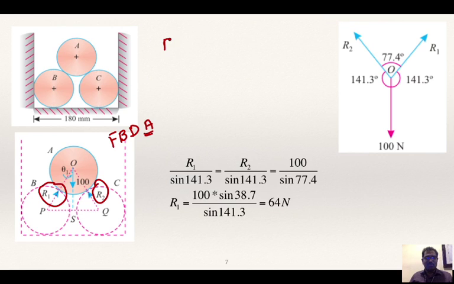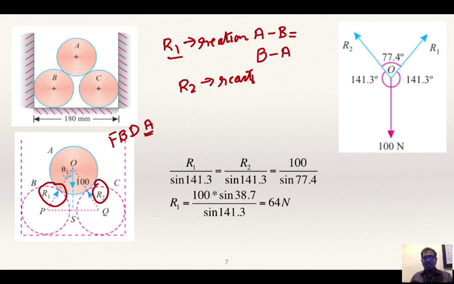R1 is the reaction force exerted by ball A on ball B, and obviously this reaction force will be equal to the reaction force by ball B on ball A. That is termed R1, and R2 is the reaction force offered by ball A to ball C, which is obviously equal to the reaction force offered by ball C on ball A. So you have three forces, which means you can use Lami's theorem. All three forces are coplanar, and then you find the values.